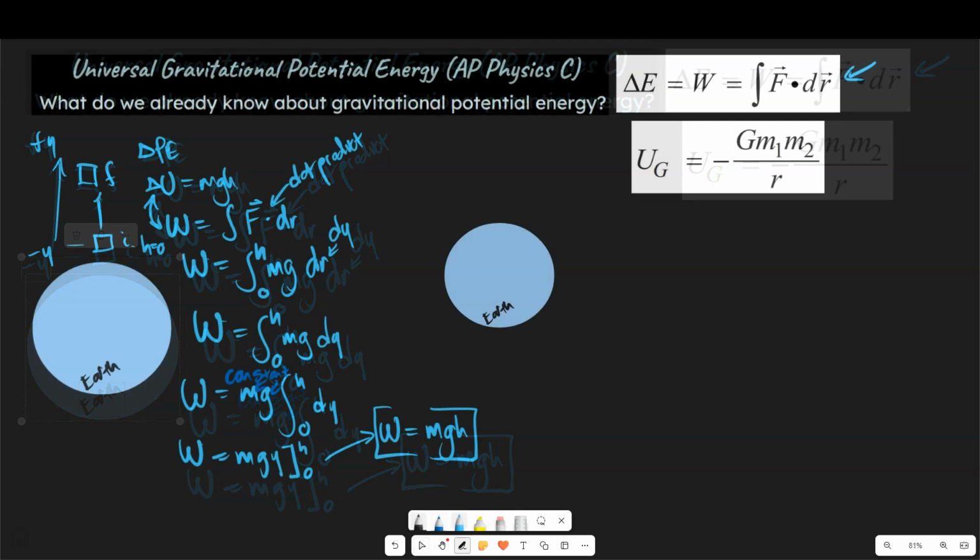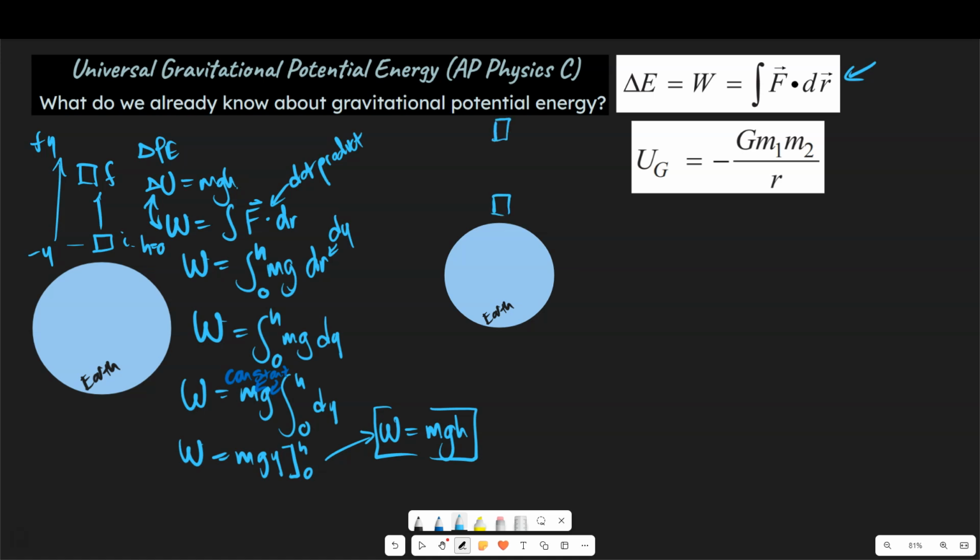Okay, and so let's say we're going to do something similar here where we have an object, but in this case, we're actually moving some distance that's significant away from the Earth, where we can no longer assume that g is constant, because it's important to realize the farther away you get from the surface of the Earth, the less the gravitational pull on objects is. And this g is no longer constant. So let's think about how to approach this kind of problem.